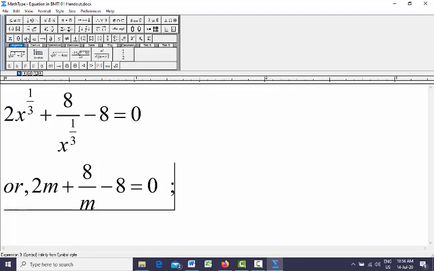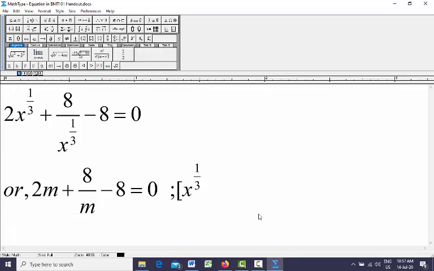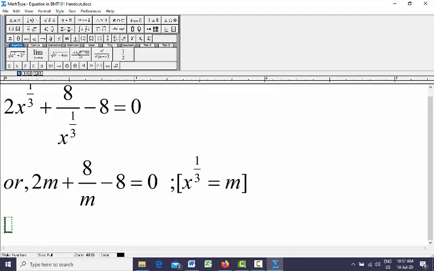So let us give a side note so that you do not get confused. A side note is not very important in the exam, but to help you understand, so that you don't get confused, I am writing a side note. Here we are assuming that x to the power 1 by 3 is equal to m, so that the equation gets simplified and gets a better picture.